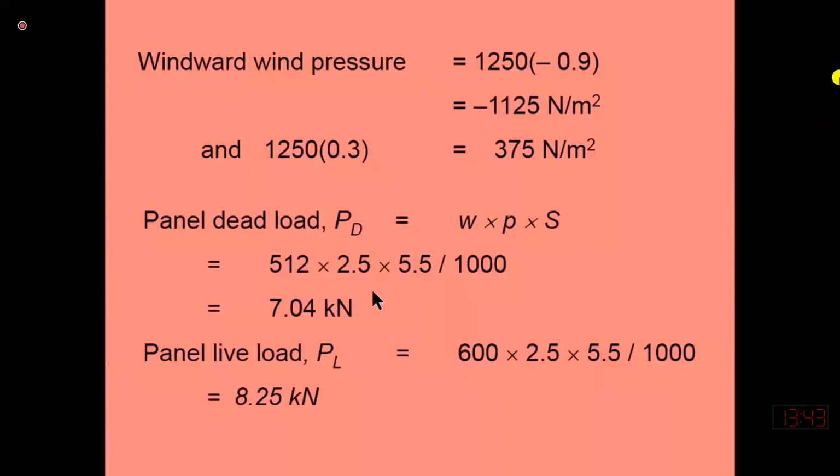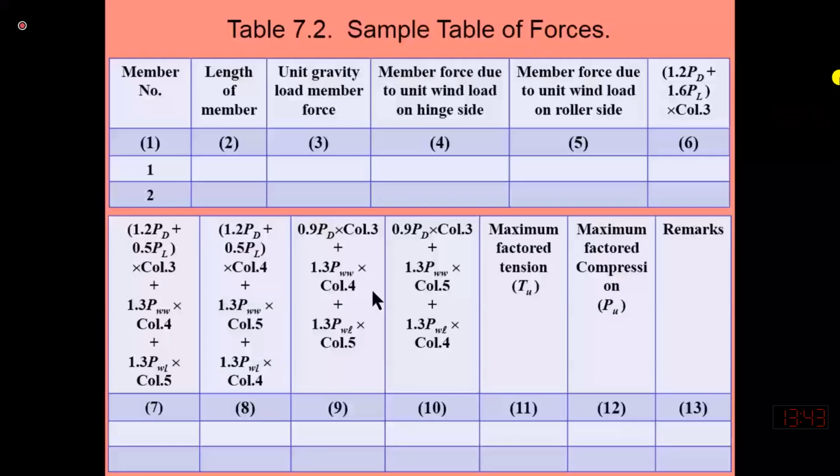So see here, 1.2 panel dead load we have already computed. Live load we have also computed, and multiplied with 1.6. And I have taken the sum of dead load and live load, and the summation of this load is multiplied with column 3. What is column 3? Gravity load.